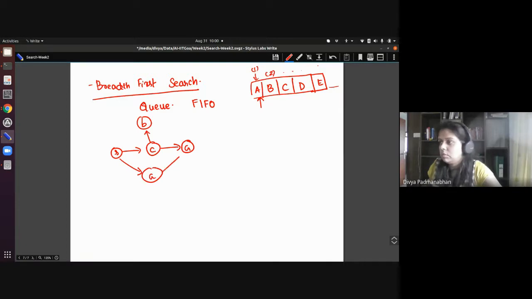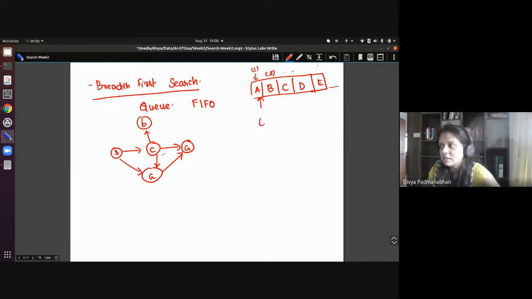A, and maybe something like this. Let's take this graph. I want to also put something which comes back here, so let me put this edge also. Okay, so here what you will do is you will start inserting items into the queue.